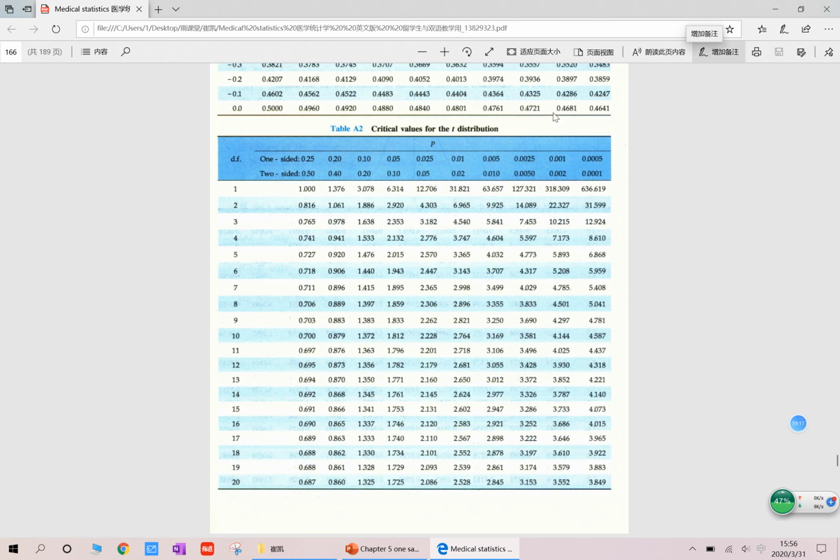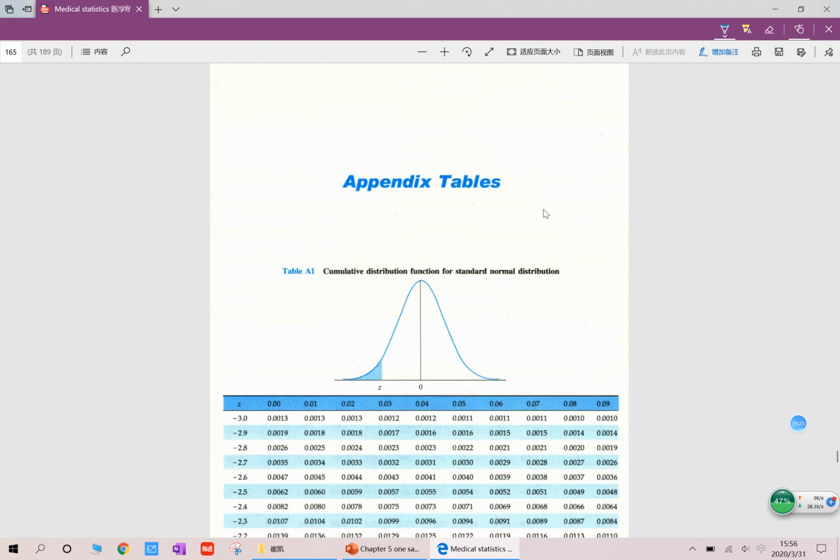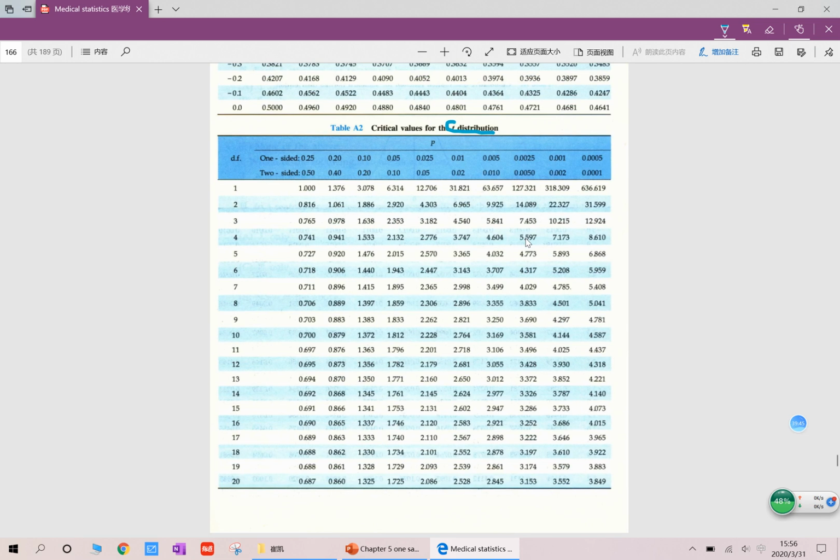So please notice that this table is used for t distribution, not z distribution. And let's go back to table A1. We will find that the title of table A1 is for the standard normal distribution, that is z distribution. So we often call it the Z table and table A2 the T table. Yes, so let's look at it. The table is different from table A1.